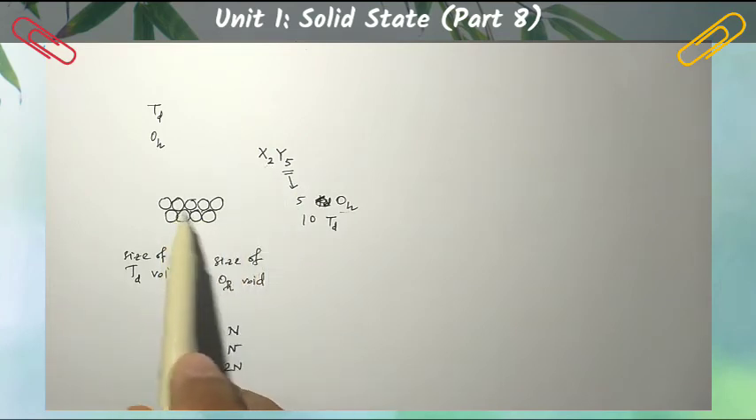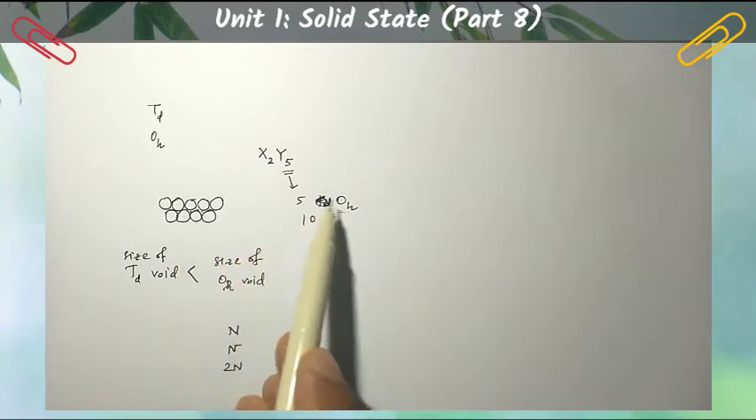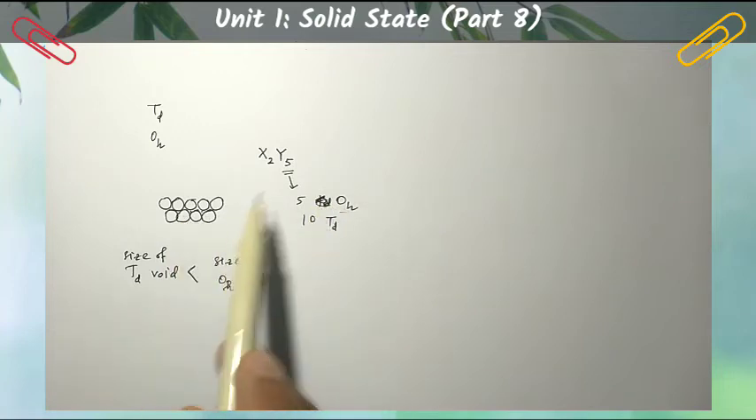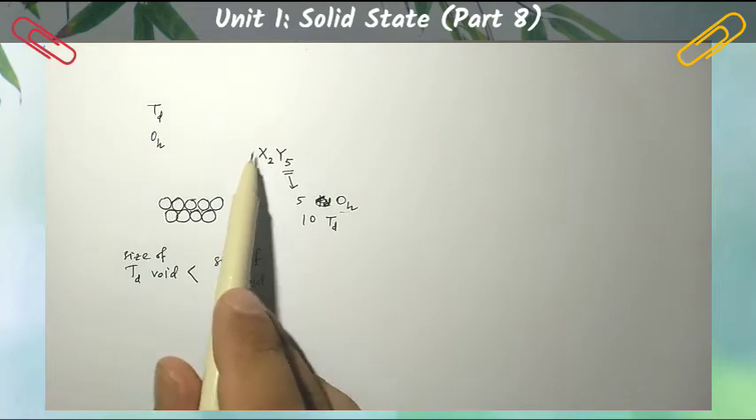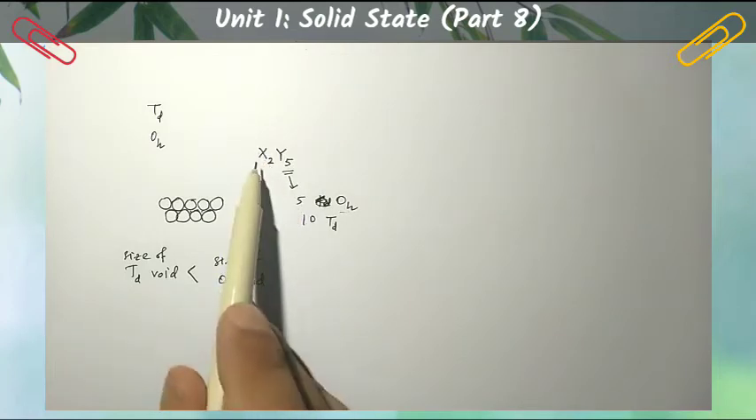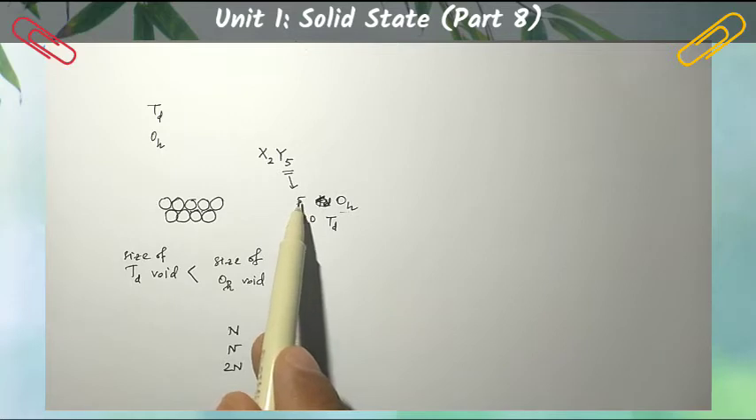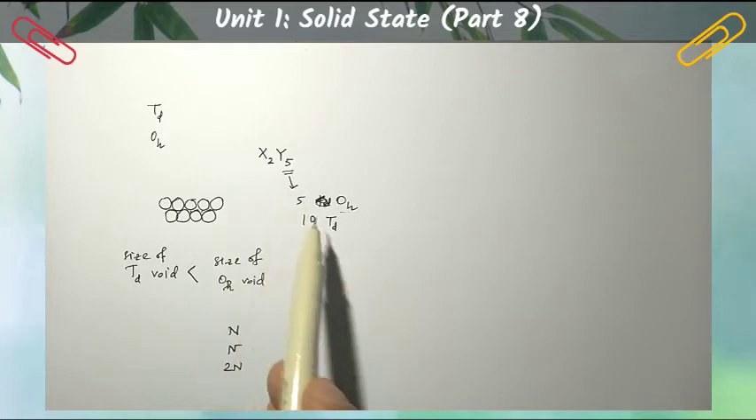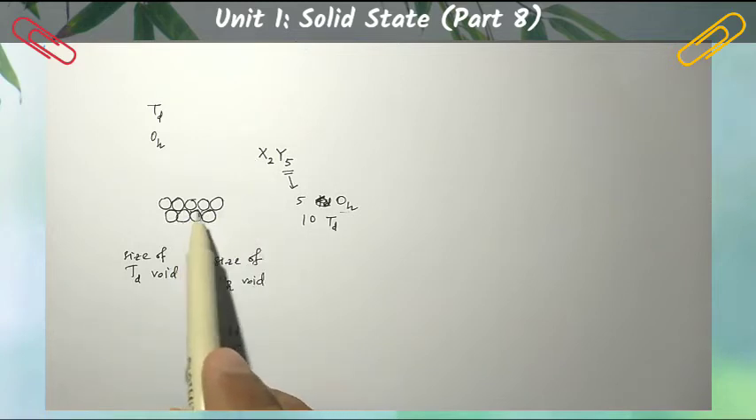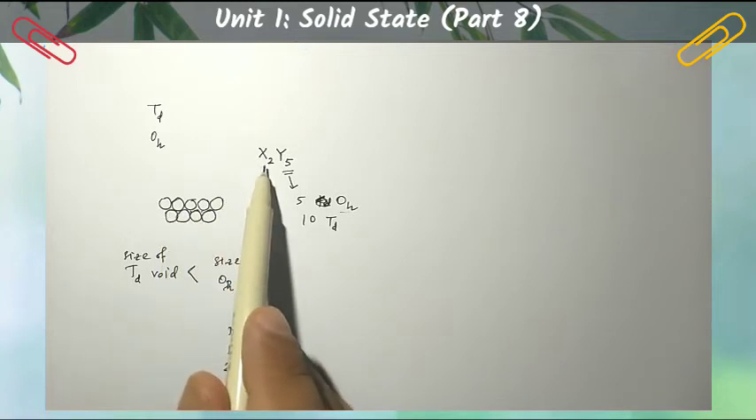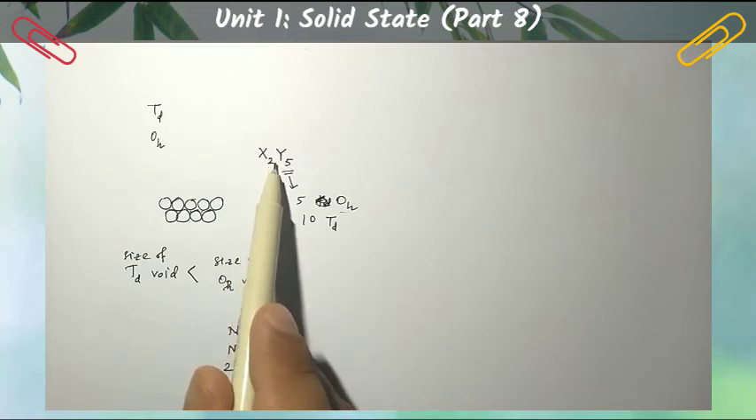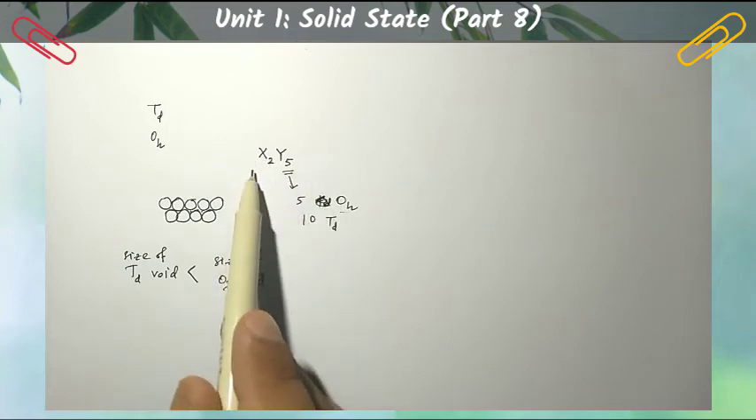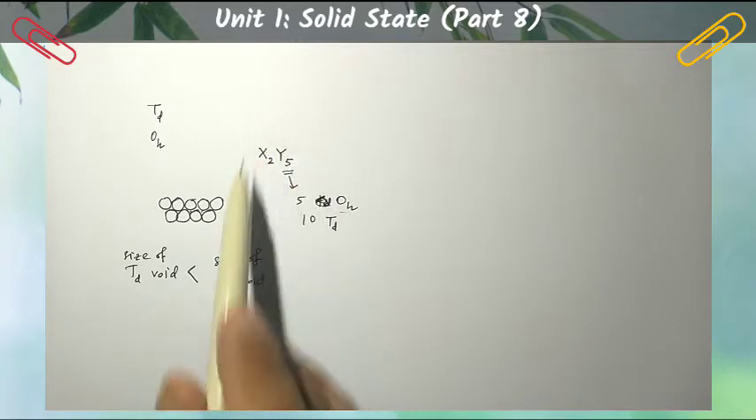So only 2 cations will occupy only 2 tetrahedral voids or 2 octahedral voids, depending upon their size. If the size of the cation is slightly bigger, then it will occupy the octahedral void, and if the size of the cation is very small, then it will occupy the tetrahedral void. That means all the voids are not occupied by the cations. It may occupy, but it depends upon the formula of the compound.